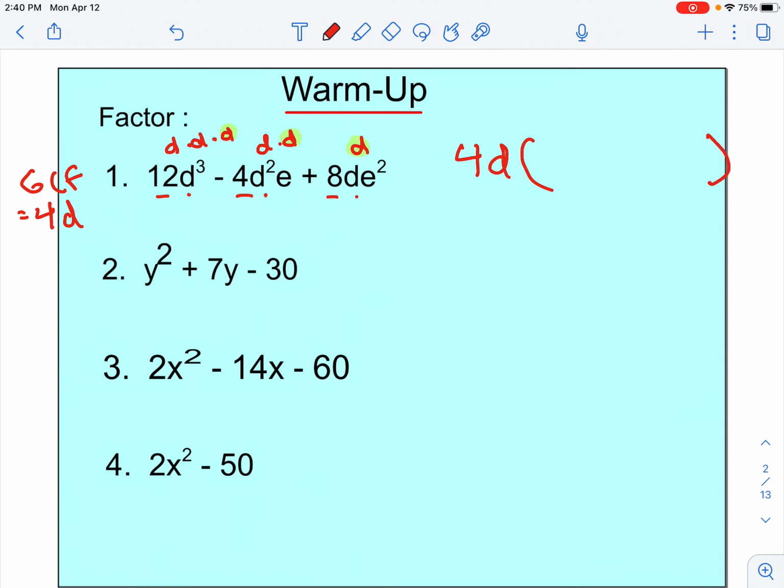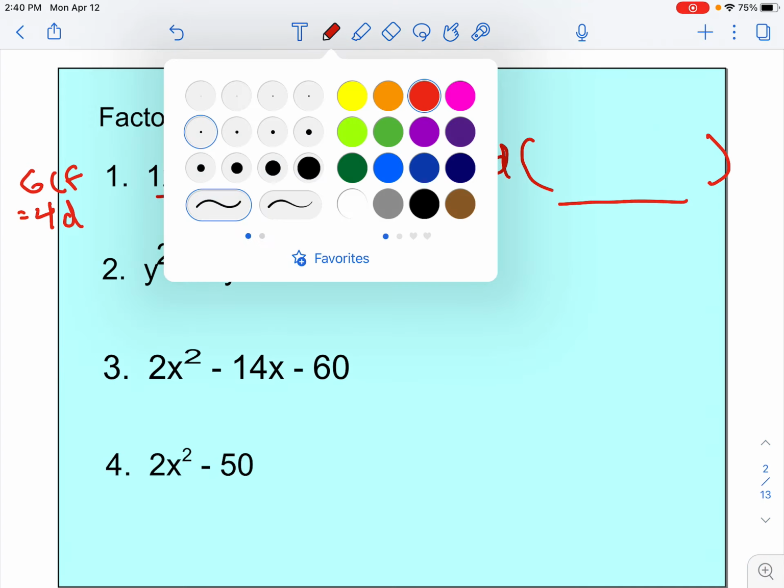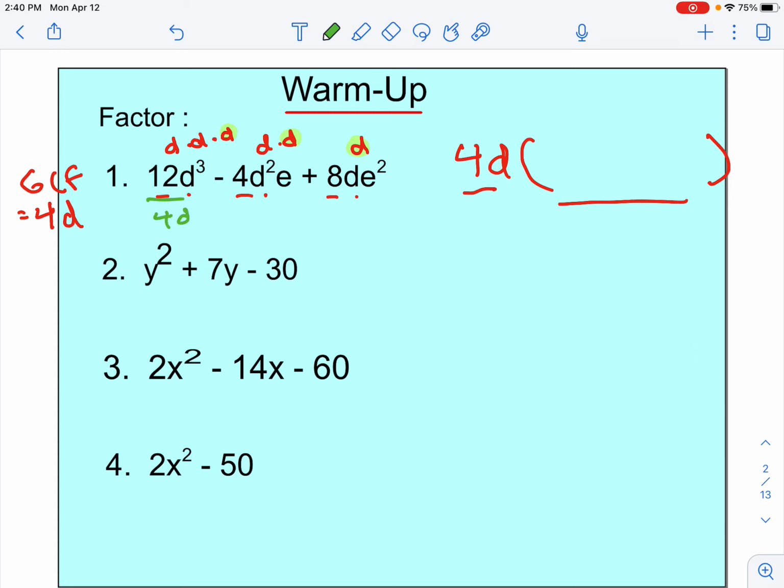So then our answer is 4D is one factor times the other factor. And remember, we get that second factor by dividing by our GCF. So when we do that, we would get 12 divided by 4 is 3, and then D to the third divided by D to the first is D to the second. We subtract those exponents. Negative 4 divided by 4 is negative 1, or just D, E, and then 8 divided by 4 is 2, so we get plus 2, and the D's cancel out because that's 1, and you get 2E squared. So that is factored.